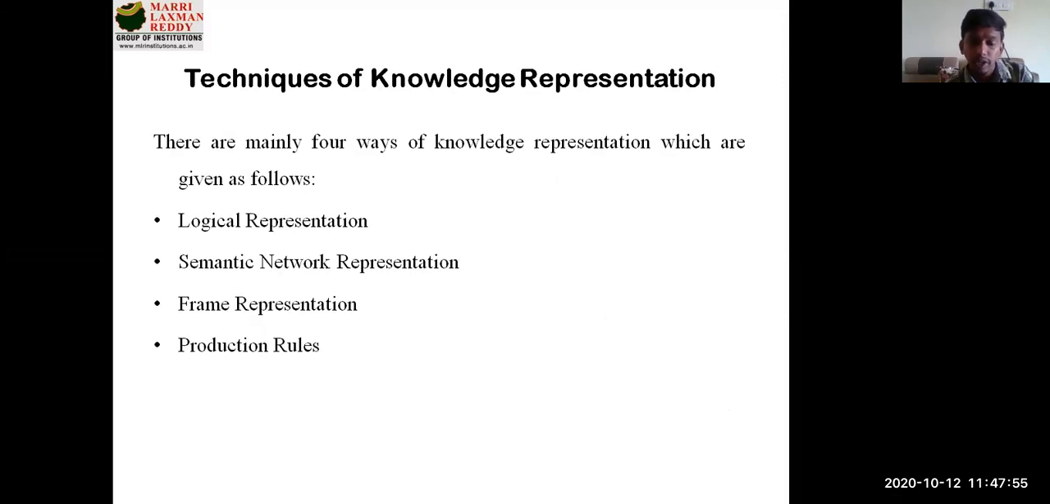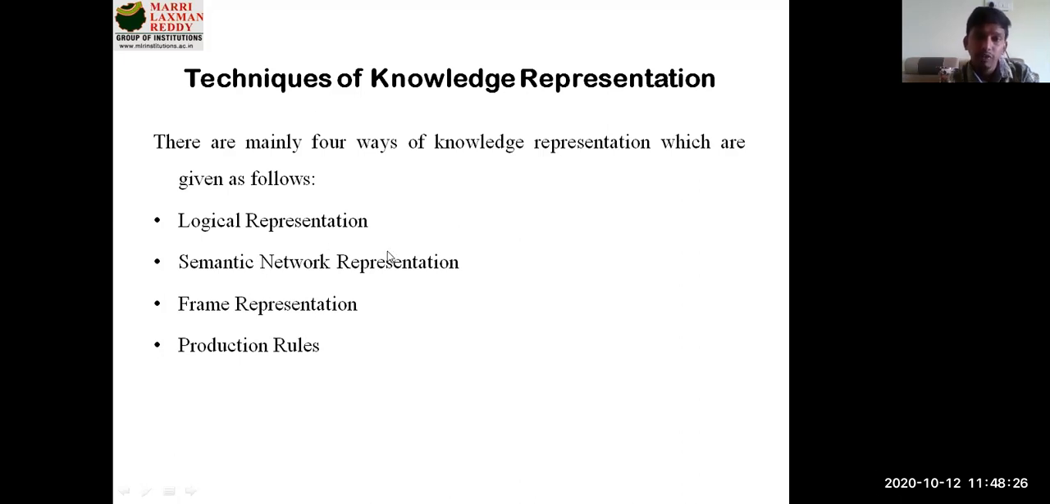Now let's talk about the next important phase of knowledge representation, that is, techniques to represent knowledge. As part of our syllabus, this is the last concept of your unit 2. There are four ways of representing knowledge. We need to learn about these four different types of knowledge representation techniques, and with this we'll end unit 2.